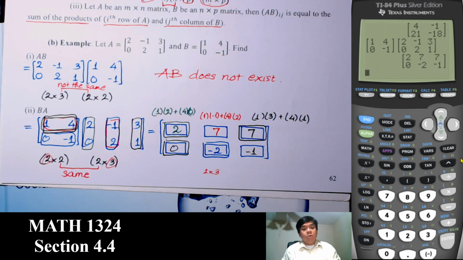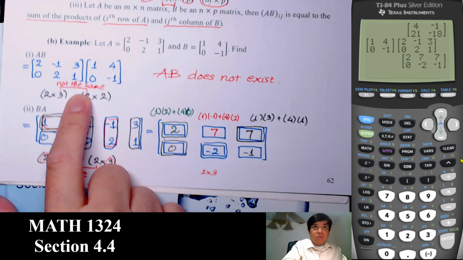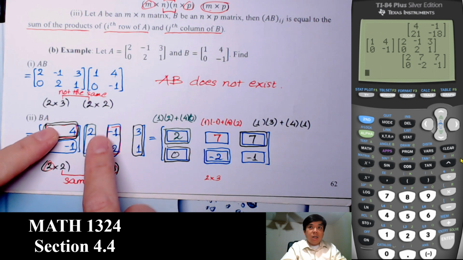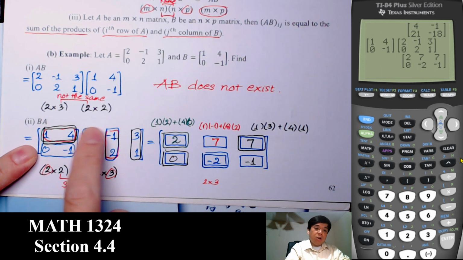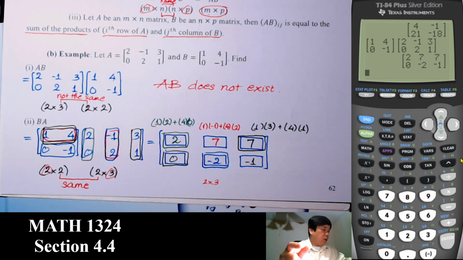So that's what we have. Make sure the dimensions match. In that case, a row times a column, like this row and this column, has the same number of entries, so we can multiply like that.